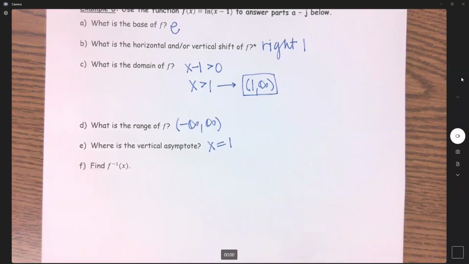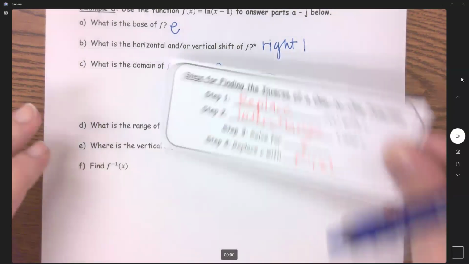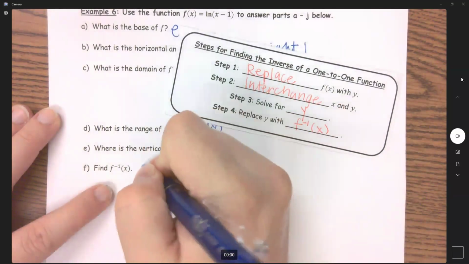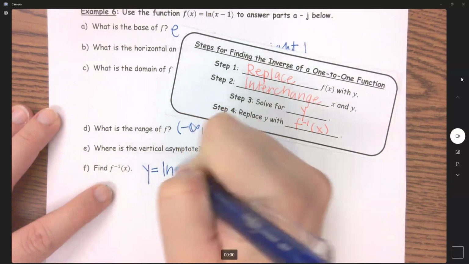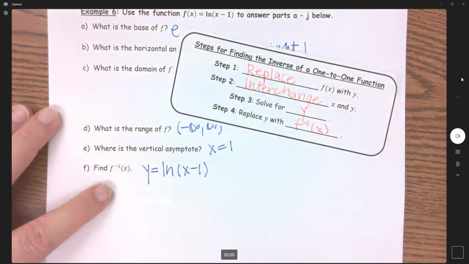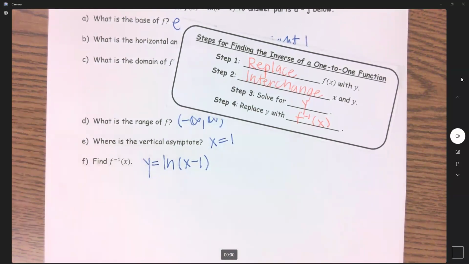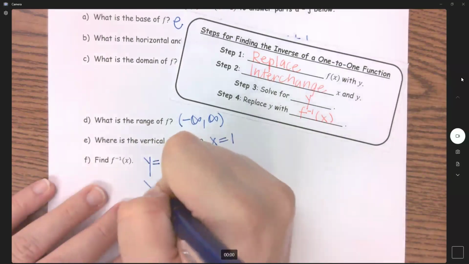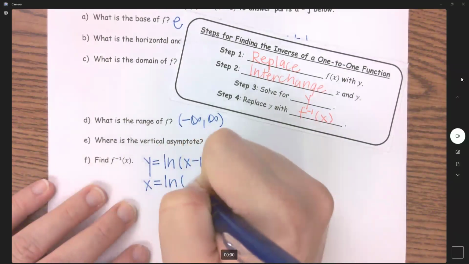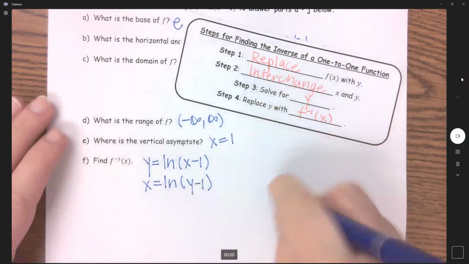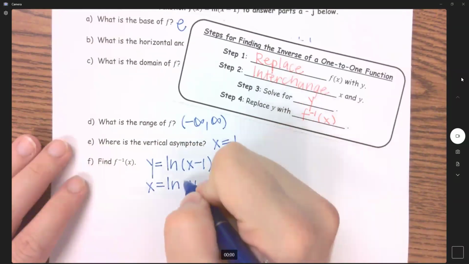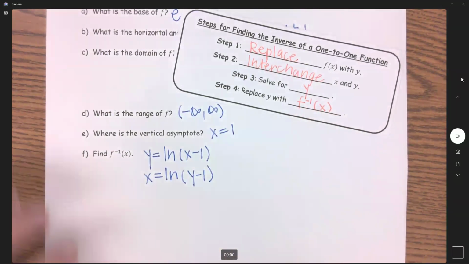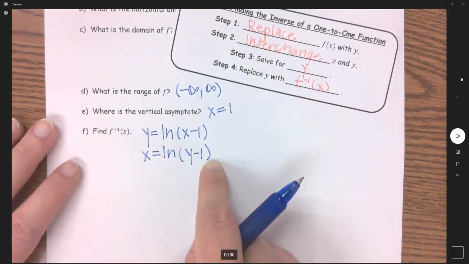Now find the inverse. Here are my instructions to find the inverse. The first thing I'm going to do is replace f of x with y. So I have y equals the natural log of x minus 1. I need to now interchange my x and my y. So this becomes x equals the natural log of y minus 1. And now we need to solve for y. Well, I don't have a way to solve for y when it is inside my log.